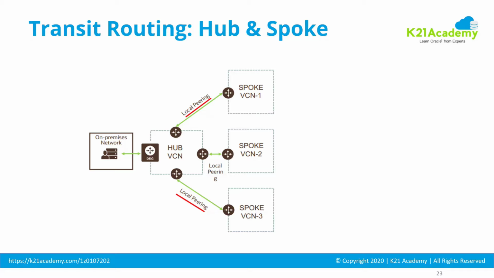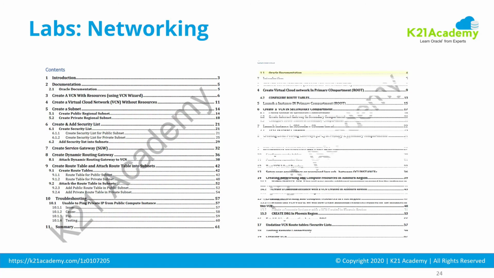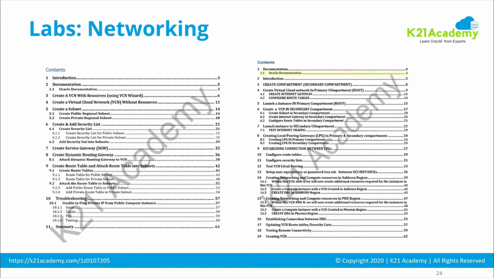Or if you want to connect your multiple networks across regions, this is where you will use remote peering. So you understand about local or remote peering. Now, if you want to talk about the labs, then you should be doing things like creating VCN, subnet, security list, service gateway, network dynamic routing gateway, route tables, and all these configurations. And similarly for advanced topics.